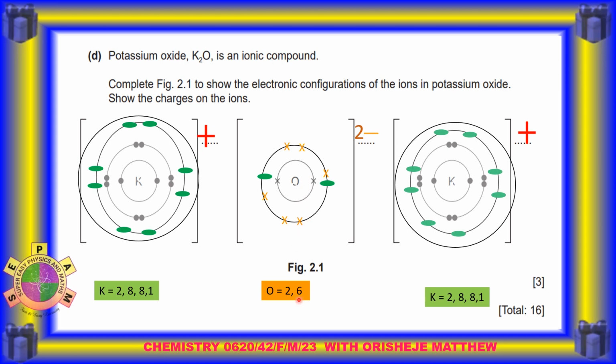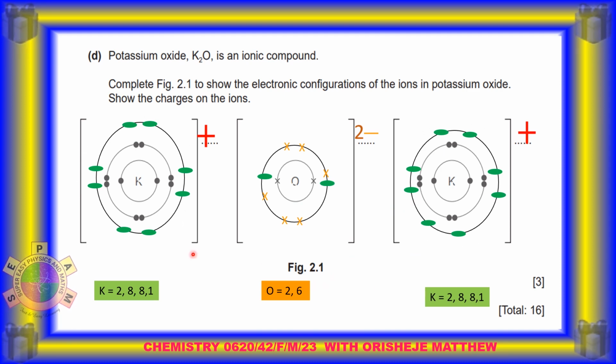Now the oxygen has a charge of -2 because it has 10 electrons and 8 protons, while potassium has 18 electrons and 19 protons. So this is the cation, and this is the anion. This is the cross and dot diagram you have, and then you put the charges there to get your mark. So you have 16 marks for this question.